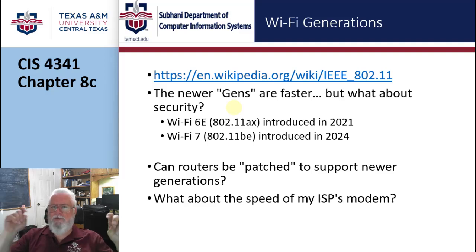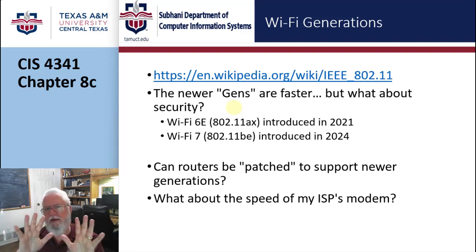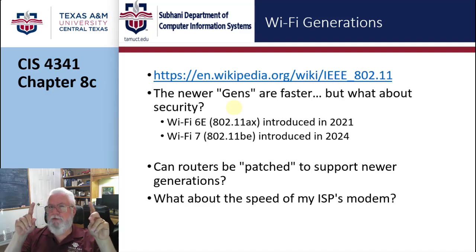Okay, so let's talk about Wi-Fi generations, and this is a complicated topic, and I'm going to go into a little bit of detail, but not much. So the newer generations are obviously faster, right? But what about security? Well, with each iteration, they're getting a little bit better. So right now, the current one is 6E, and it's pretty good. It's about 6.5 gigabit per second. Wi-Fi 7, which just came out, and I don't have any devices on that, will go up to 54 gigabit per second. I'm sorry, I keep saying megabit. Gigabit per second.